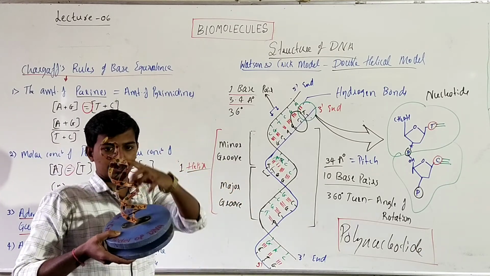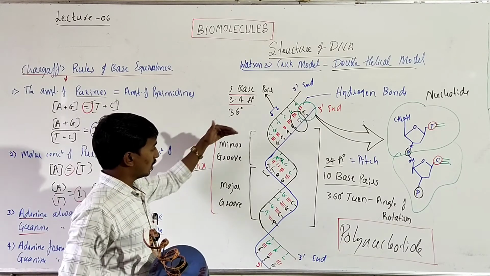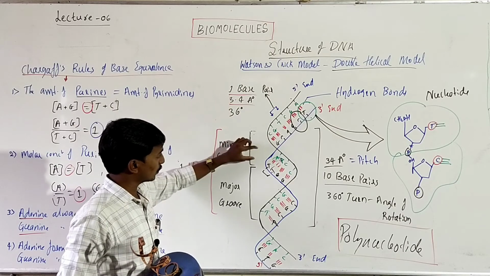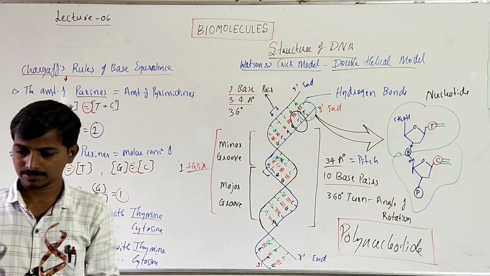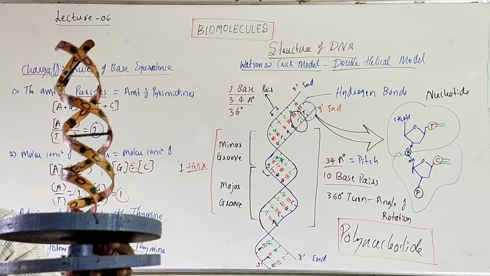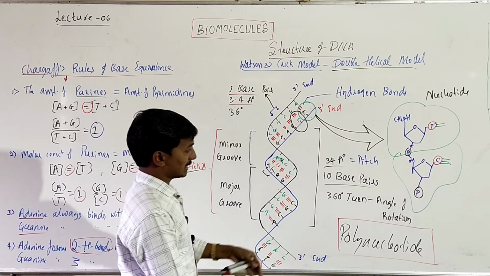We have only 4 base pairs here. It's just a model, but in reality it will have 3.4 angstrom for 1 base pair and 34 angstrom for 10 base pairs, right? You can see this model when you come to college. You will see it in our biology practicals. Right? Here is whatever data we can see.